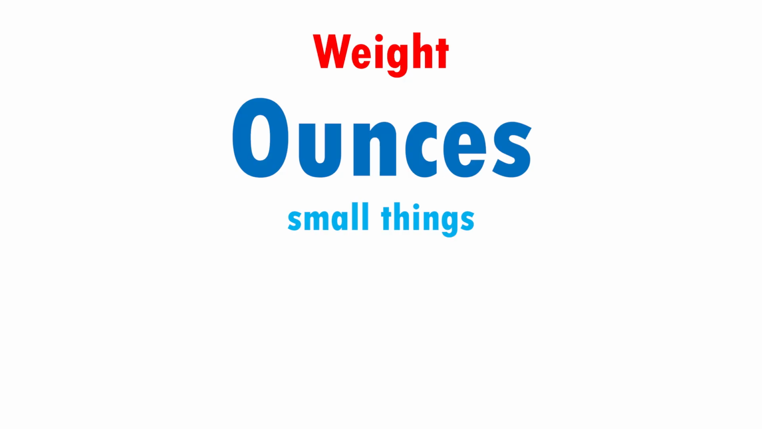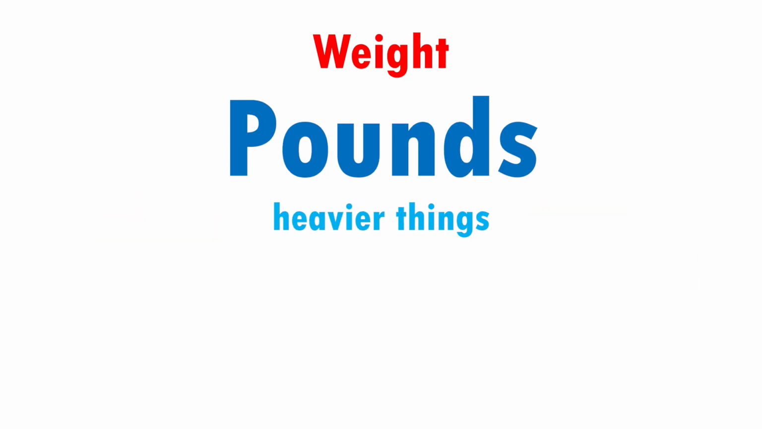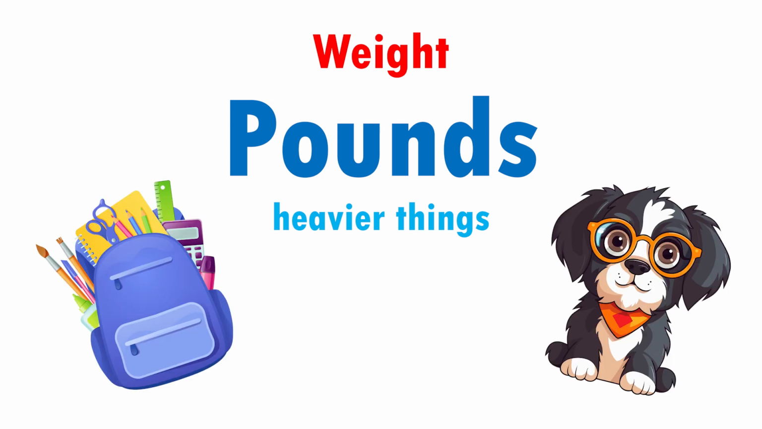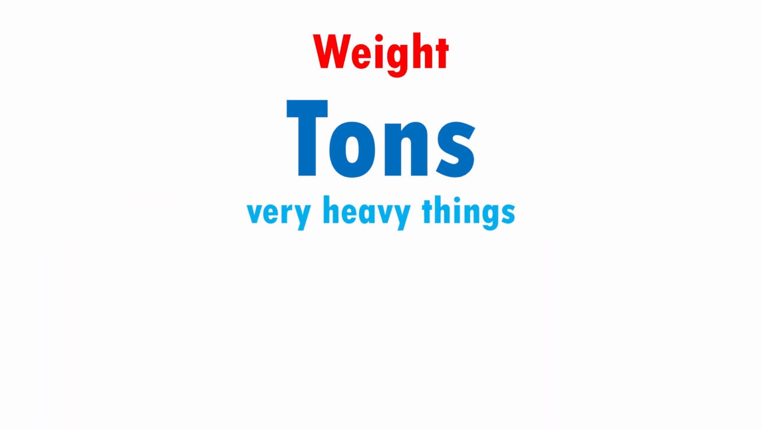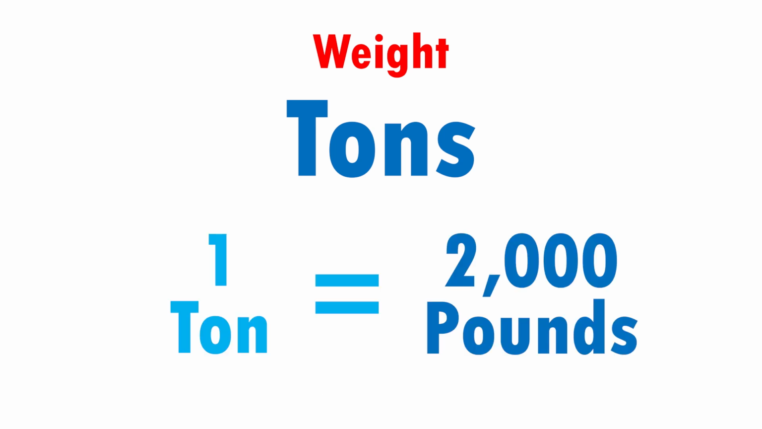We use ounces for small things, like an apple or a slice of bread. We use pounds for heavier things, like a backpack full of books or a small dog. For very heavy things, like a car, we use tons. 1 ton equals 2,000 pounds.